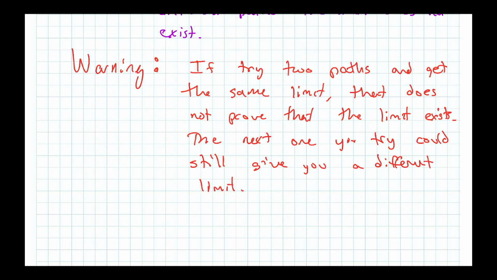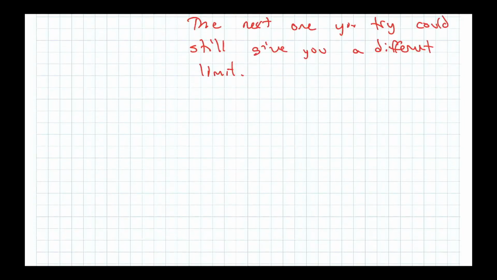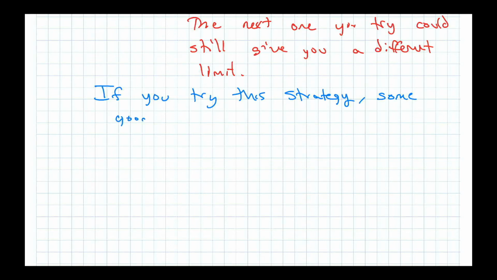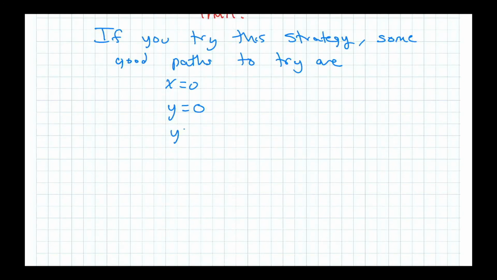All right. Now, what kind of paths should you try if you're going to try to do this? Some good paths to try are the following. x equals 0 is a good path. y equals 0 is a good path. y equals x is a good path. Actually, y equals mx in general is a good path. You don't even have to put in a number there. Like when we did 3x, I could have just done mx, would have been fine.